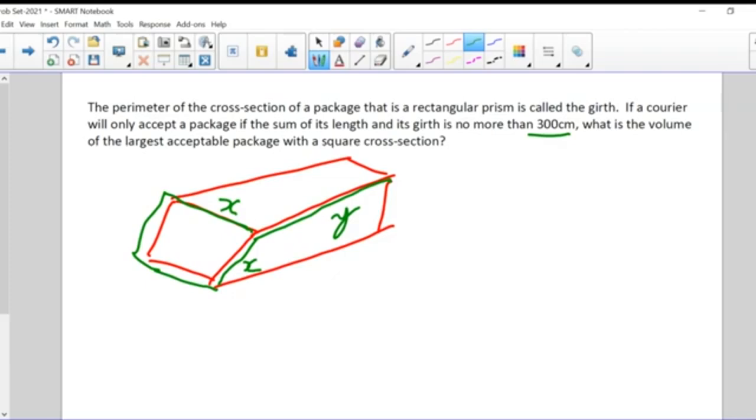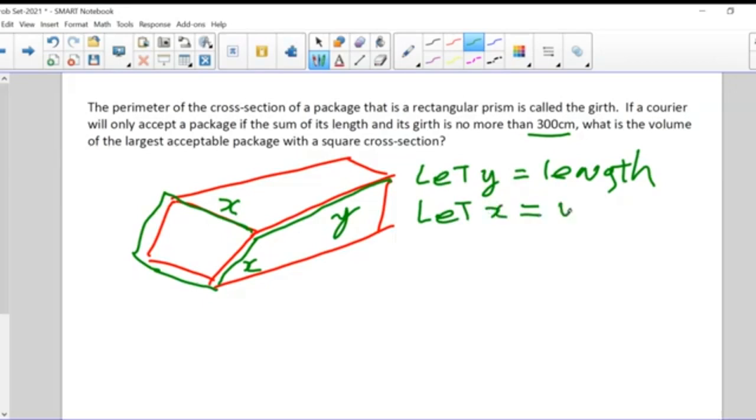So let me put this down and say, let L equal the length. Let's do a let statement. And let X be the, oh, no, not L, sorry, Y. Let Y equal the length. Let X equal the width. And that's the width of one end. And it's a square, so it's going to be the width and length of one end of the thing.